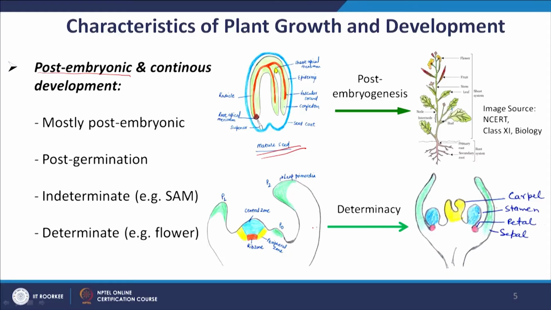Another very important characteristic feature of growth and development in plants is indeterminate versus determinate growth. In indeterminate growth, growth and development is not getting terminated, and it happens throughout the life. This is typically the case with the shoot apical meristem. The shoot apical meristems in higher plants or in perennial plants continuously grow. They grow throughout their life. This kind of growth is called indeterminate growth.